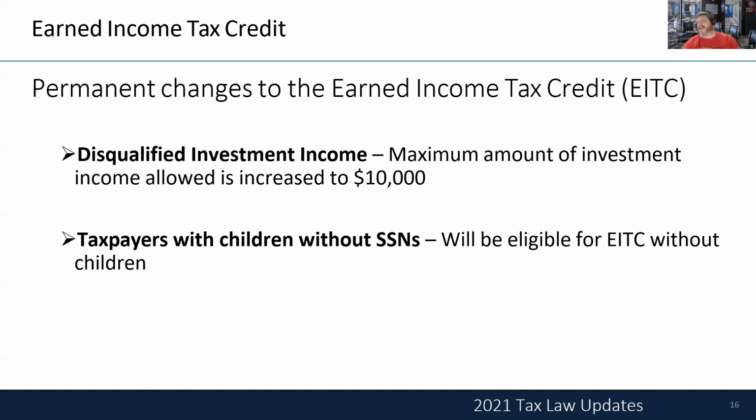Okay. Permanent changes to EIC. So the maximum amount of investment income that you could have before was $3,000 before you were disqualified for EIC. That is increased to $10,000.